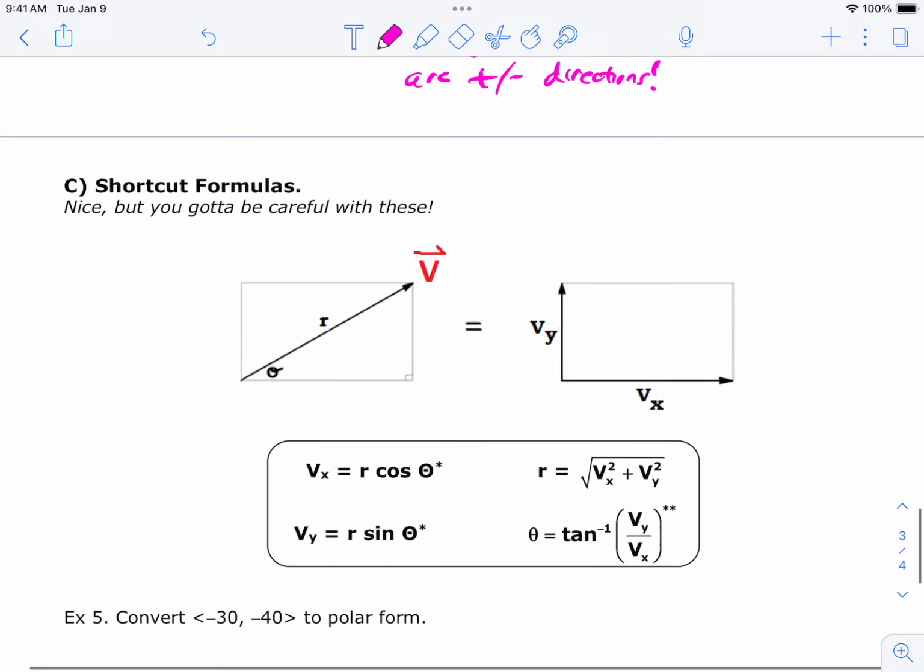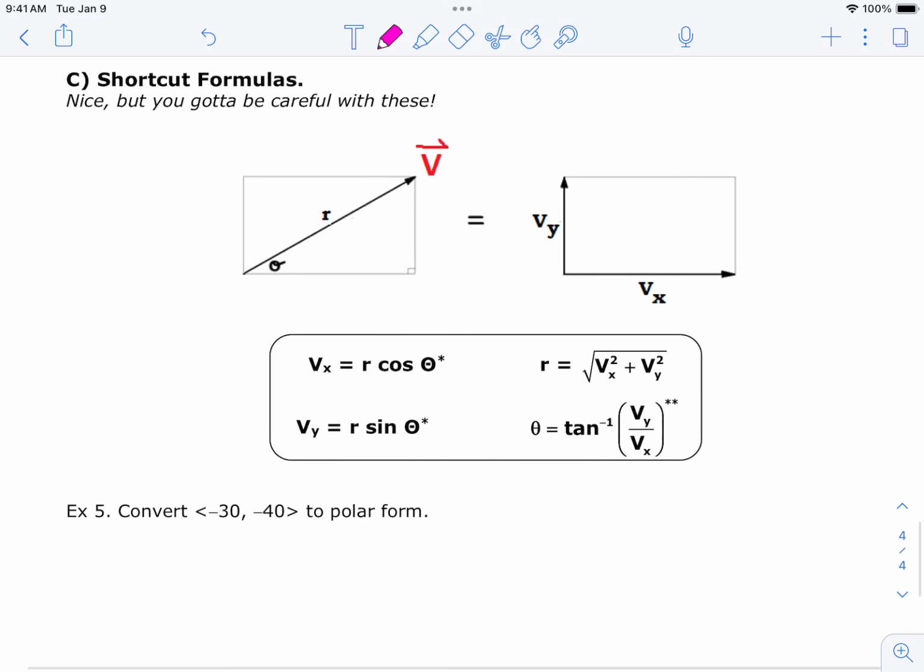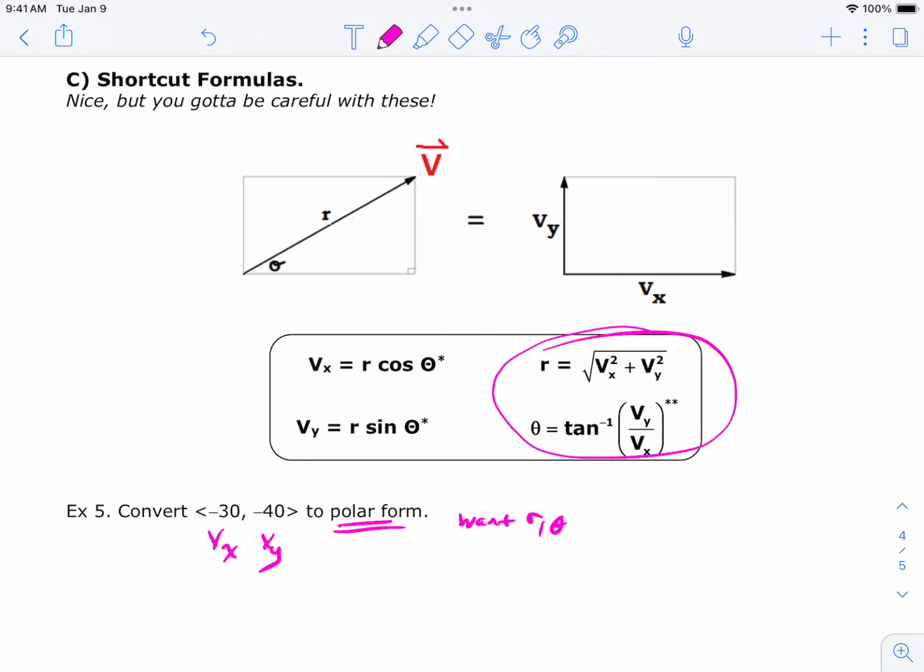Well, now that you've paid your dues, I might as well show you these shortcut formulas. These are nice. So if you have, call this the Vx, call this the Vy, because that's rectangular form. They want polar form. That means they want r and theta. Well, we got formulas for r and theta.